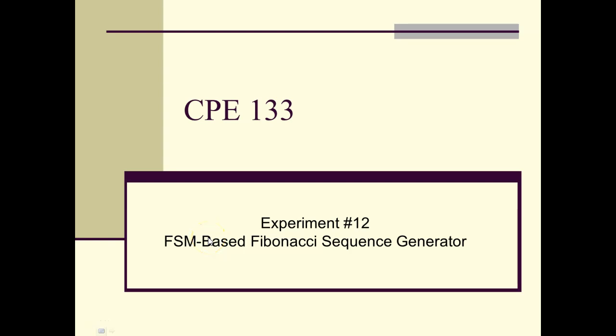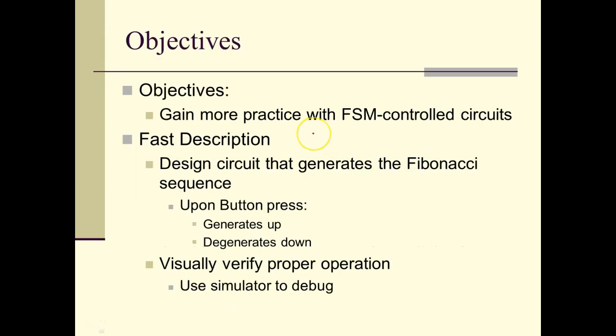This is CPE 133. This is experiment 12. Yet another finite state machine based circuit. What we're going to do in this experiment is generate a Fibonacci sequence. The objective, of course, is to gain more experience with finite state machine controlled circuits.